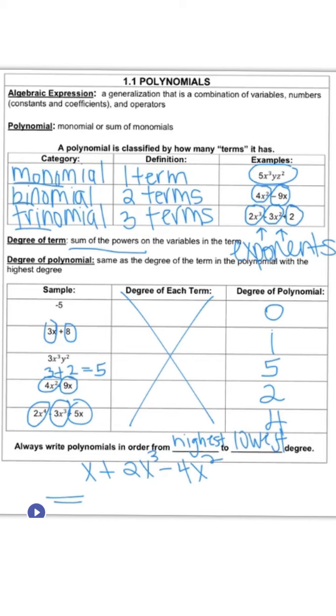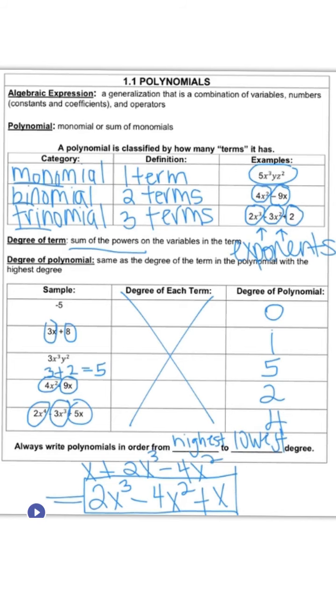as 2x cubed. And then my next degree would be x squared. So this would be minus 4x squared. And then finally the x. So as you can see, the exponents go in order from highest to lowest. So we just want to make sure that we always do that whenever we're writing our polynomials.